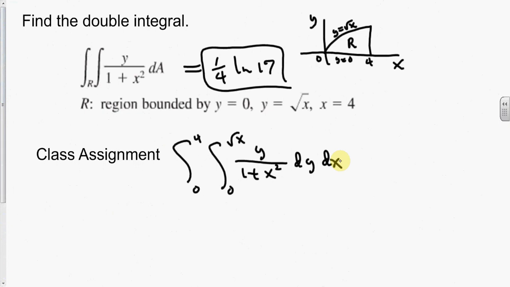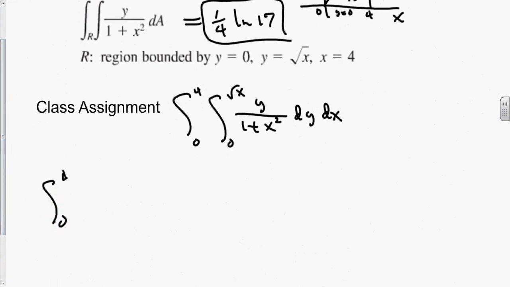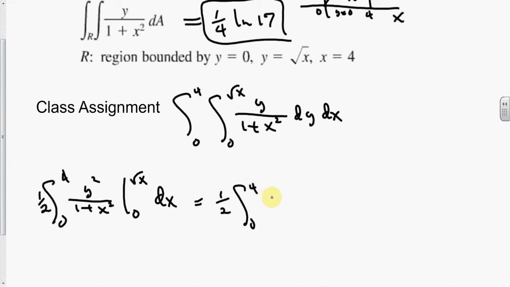Does your setup look like that? Okay. Good. So you integrate with respect to y for 1/2 y squared over 1 plus x squared. The y goes from 0 to the square root of x. So this gives you 1/2 times the integral from 0 to 4 of x over 1 plus x squared dx.